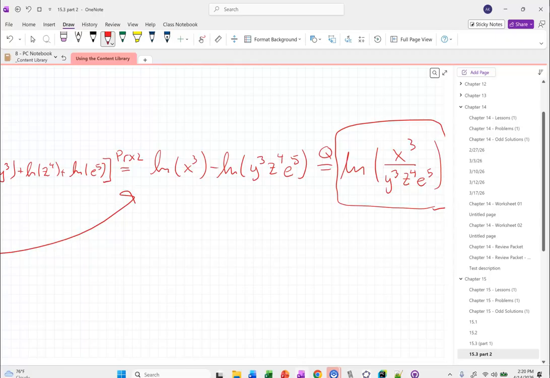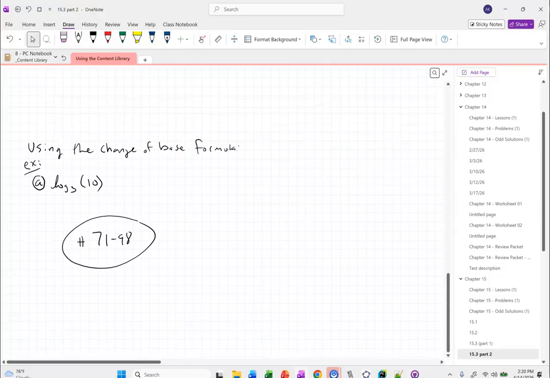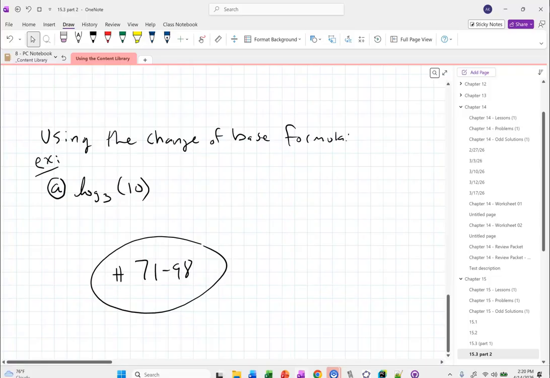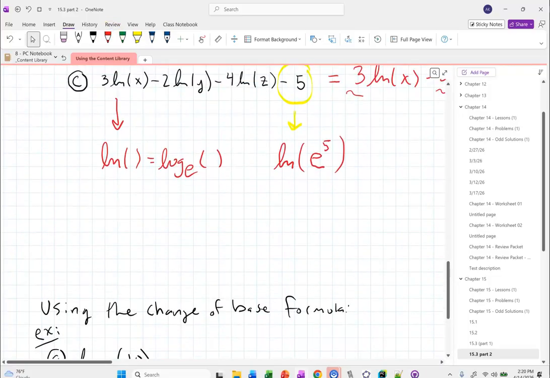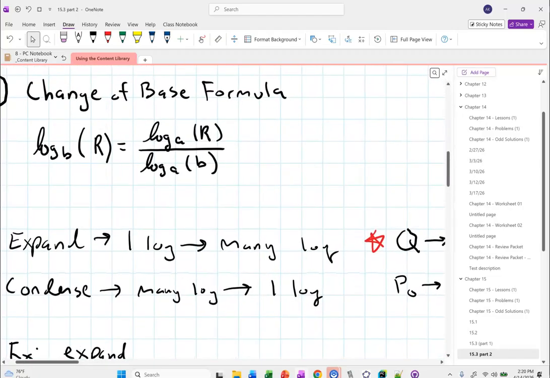Everybody feel okay still? So that's condensing and expanding. The last thing we want to talk about is just using the change of base formula. If we go back and look at that formula, it says I can take log base b of r and rewrite it as log base a of r divided by log base a of b. And the great part here is that we get to choose the value for a.